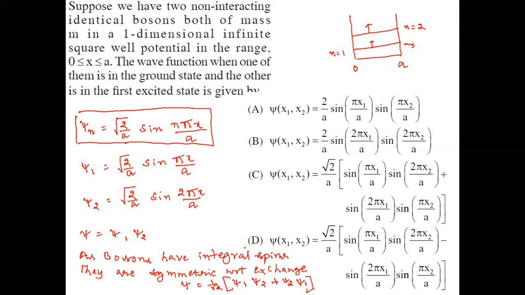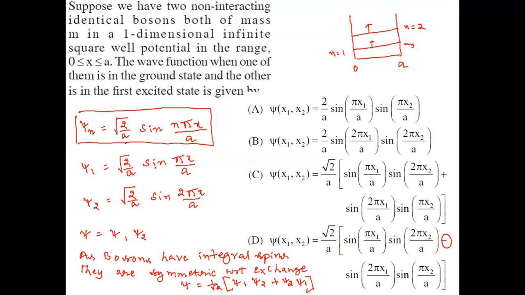And also, as bosons have integral spins, they are symmetric with respect to exchange, or symmetric with respect to the exchange operator. Then we can write the total wave function psi as 1 by root 2 times psi1 psi2 plus psi2 psi1. It is symmetric with respect to exchange of particles. If it were antisymmetric with respect to exchange of particles, then we would write psi1 psi2 minus psi2 psi1. As bosons have integral spins, they are symmetric with respect to exchange, so we write psi1 psi2 plus psi2 psi1. This negative sign will not come because the particles are bosons. So now this is the total wave function, 1 by root 2 times psi1 psi2 plus psi2 psi1.